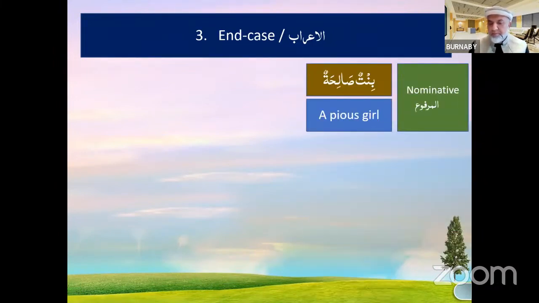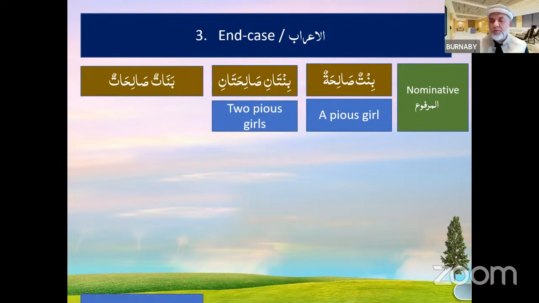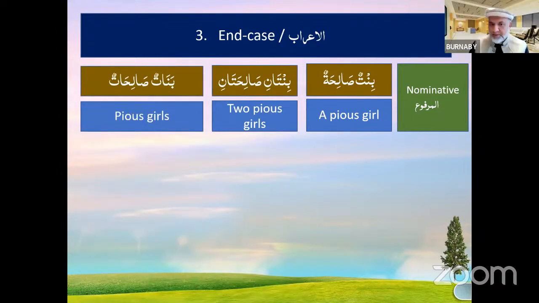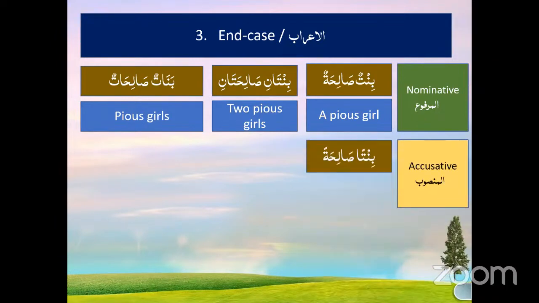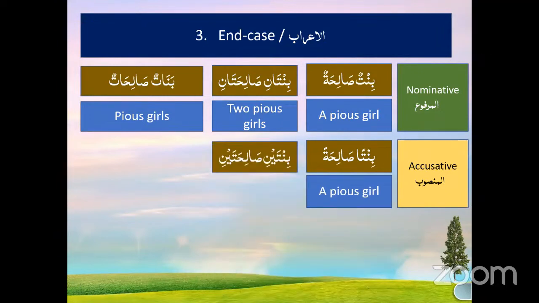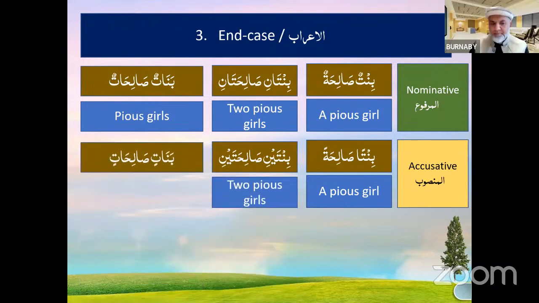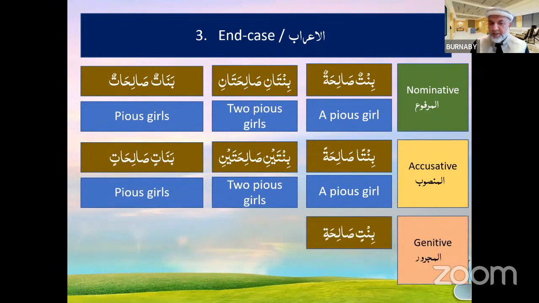This is the female. Bintun Salihatun. Bintani Salihatani. Banatun Salihatun. Okay, accusative Mansub. Bintan Salihatan. Bintaini salihataini. Banatin salihatin. Okay. This is the nasab one.